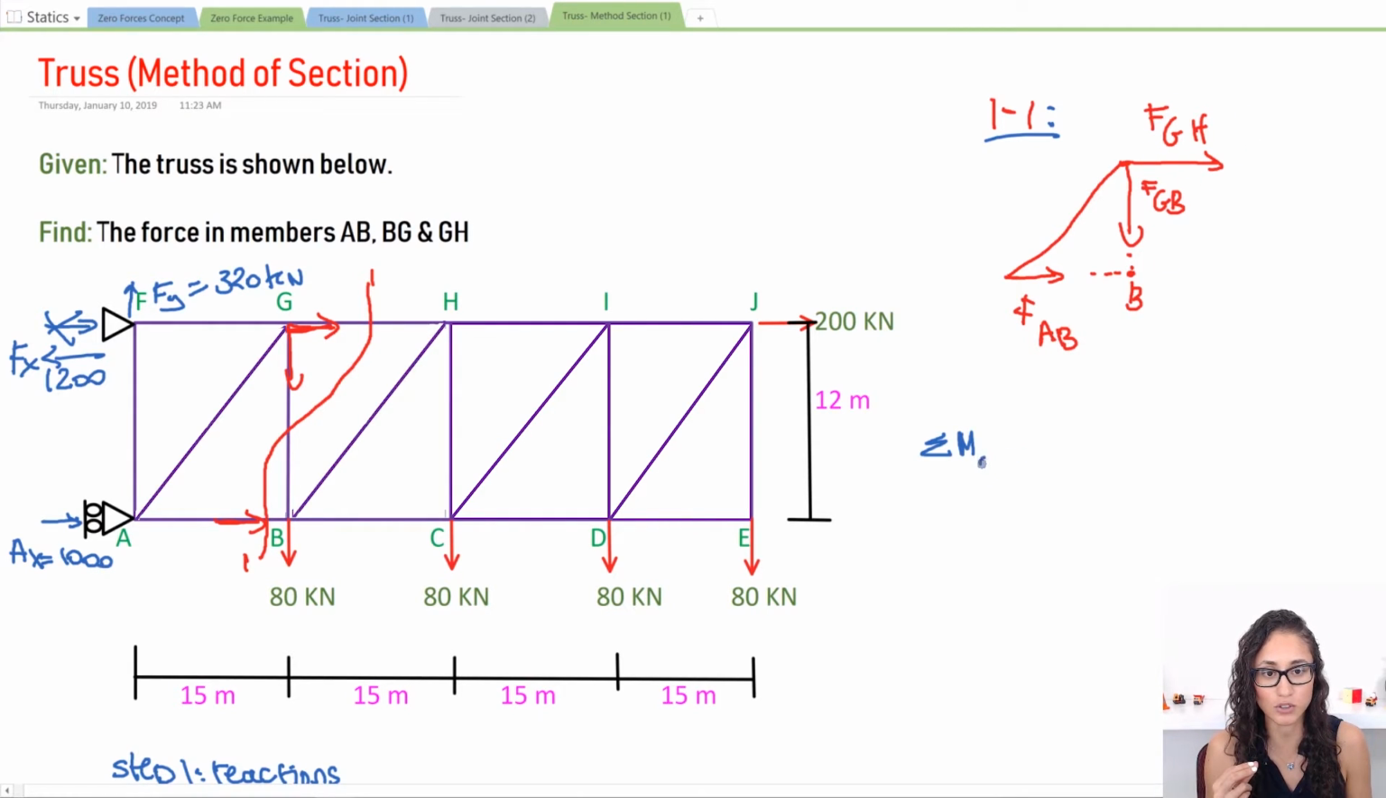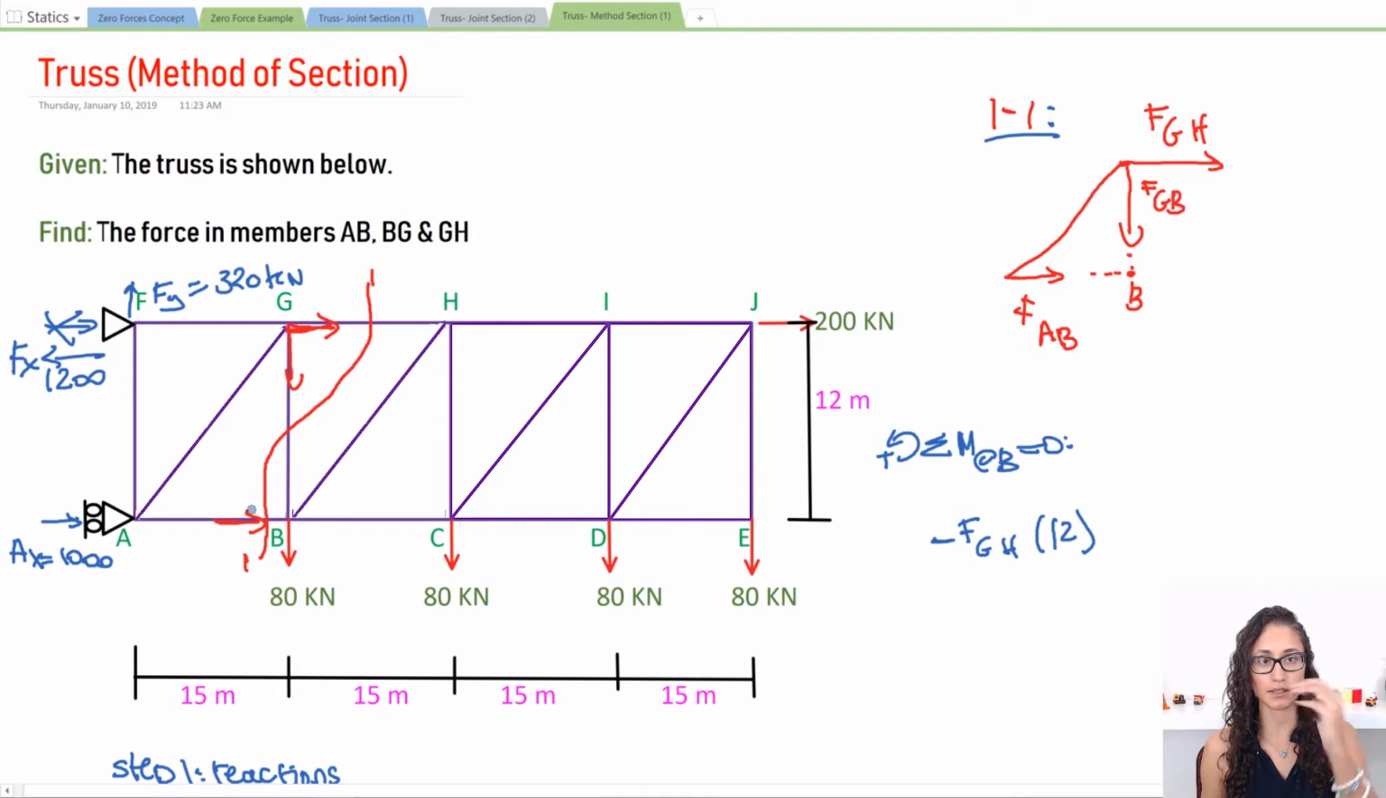So let's take the summation of the moment at B equals 0, and let's pick this to be positive. We're going to have minus FGH times 12, minus because I'm taking the moment this way, right? It's the same thing as earlier, and my force is going the opposite direction of my moment. Then I have plus 1200 times 12, and this is from this Fx, so that one is the same direction. My moment is going this way, and I have a force going in the same direction.